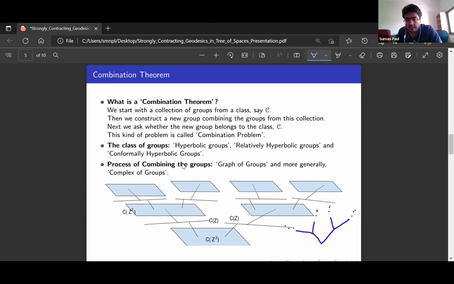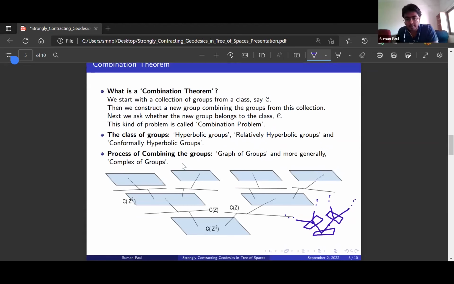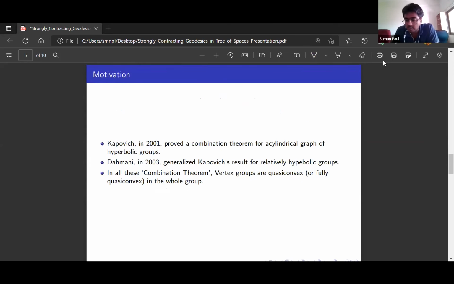Okay. So now at each vertex of this, there is a flat. And the edge space here we take to be just one point. And then we glue via this edge. Okay. So these are examples of trees of spaces. Now let me give some combination theorems, which are important in our area, in this topic.